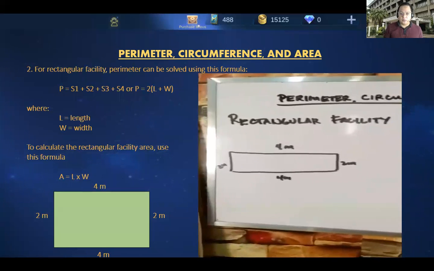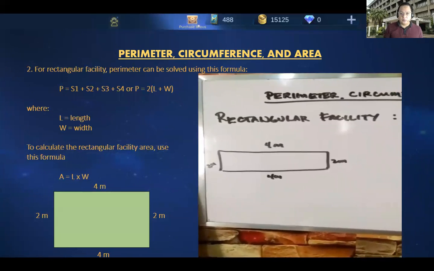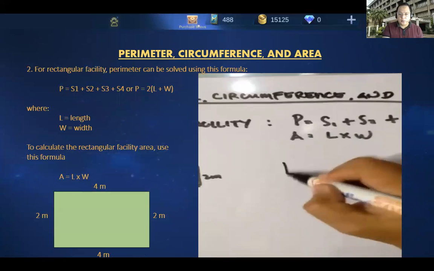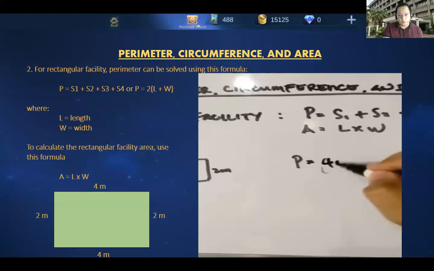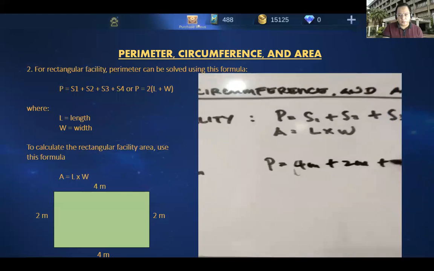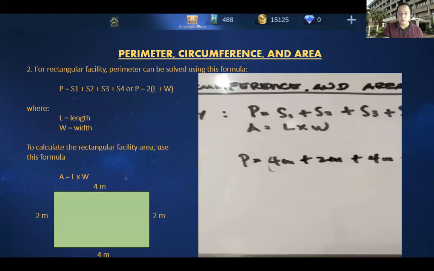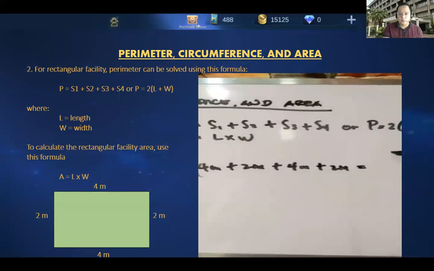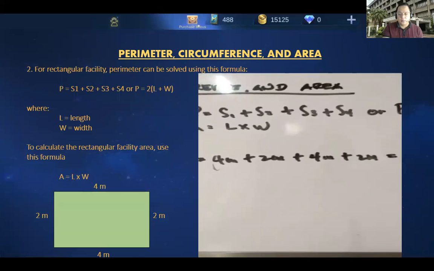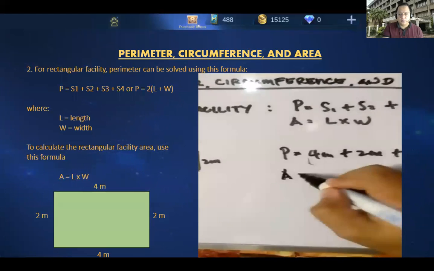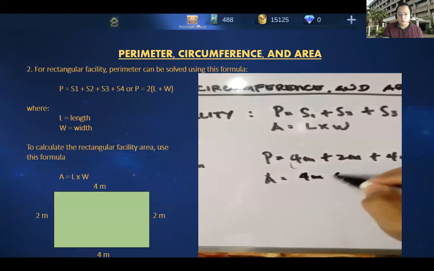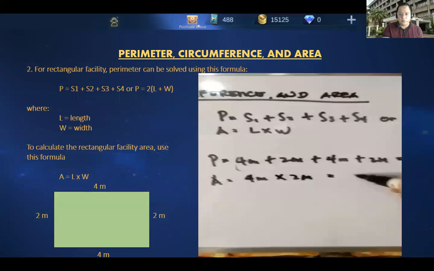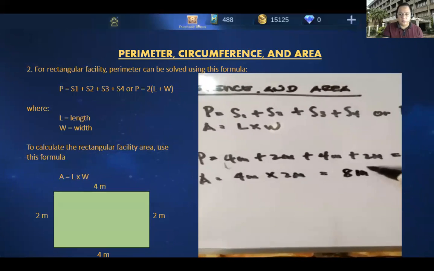So this is our problem, or given. The length of the rectangle is 4 meters and the other side is 2 meters. To compute the perimeter, P is equal to S1, which is 4 meters, plus 2 meters plus 4 meters plus 2 meters. Your answer is 12 meters. For the area, length times width, so 4 meters times 2 meters, your answer is 8 meters squared.